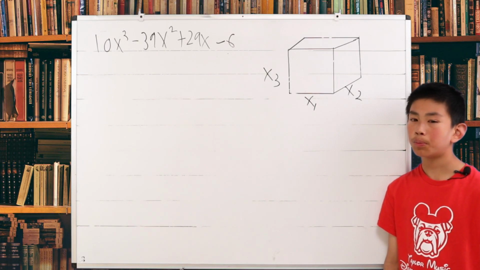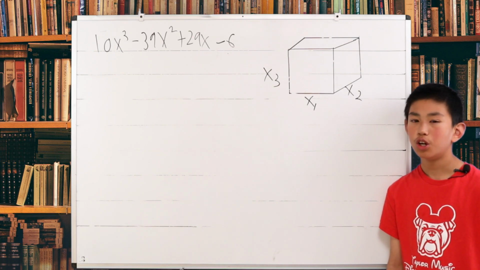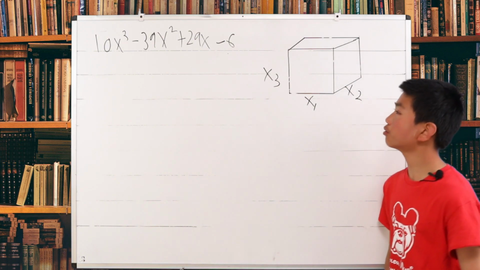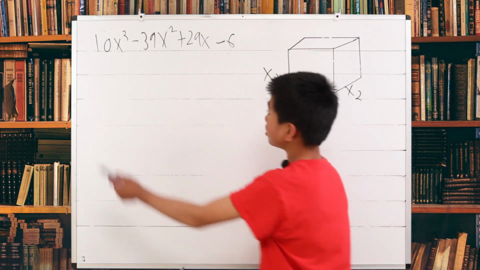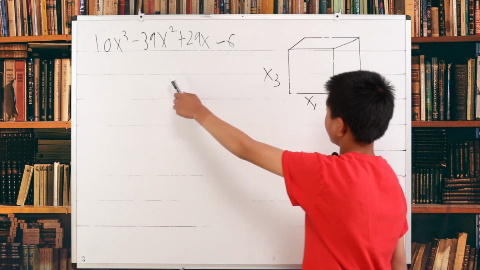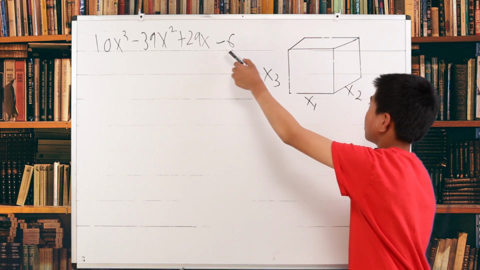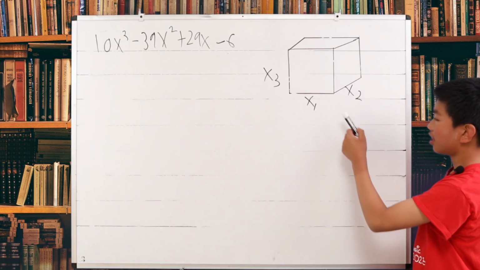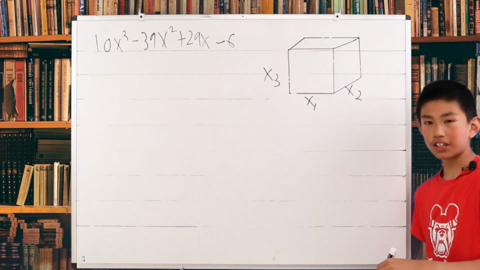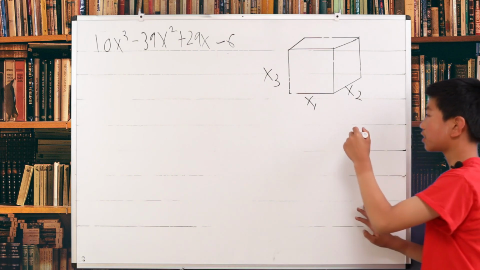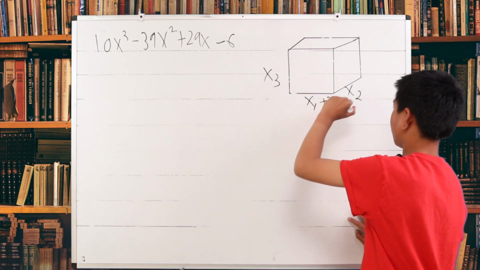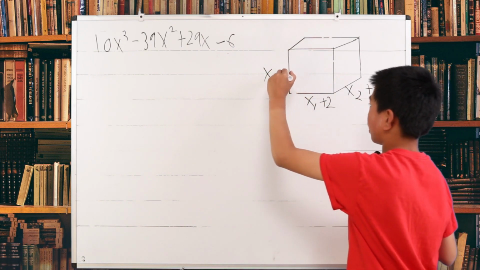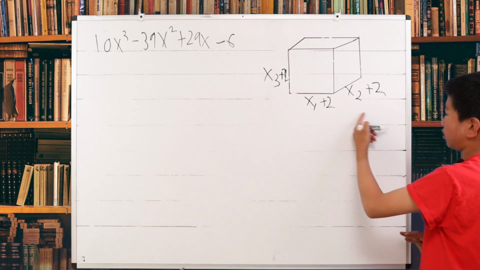Right here, we have a problem from the AMC10 of 2022. We are given the roots of a polynomial equation, 10x cubed minus 39x squared plus 29x minus 6. So we have a pretty innocent looking cube here, x1, x2, and x3. We need to find the volume of this cube, which the sides are all plus 2. So x3 plus 2, x1 plus 2, x2 plus 2.